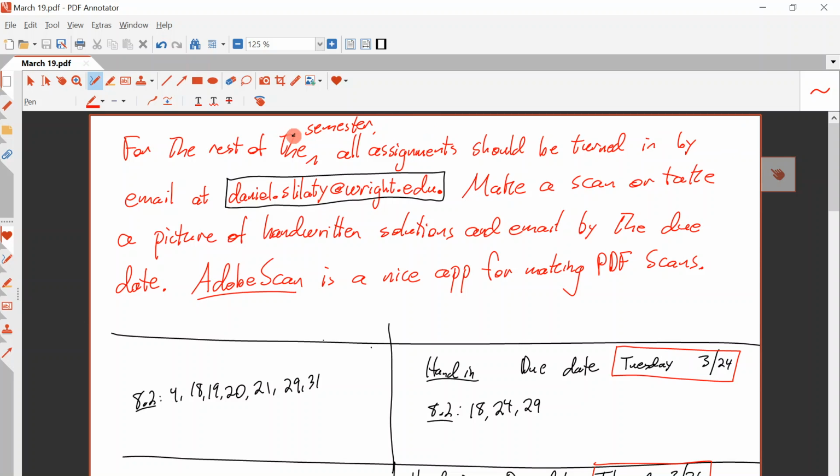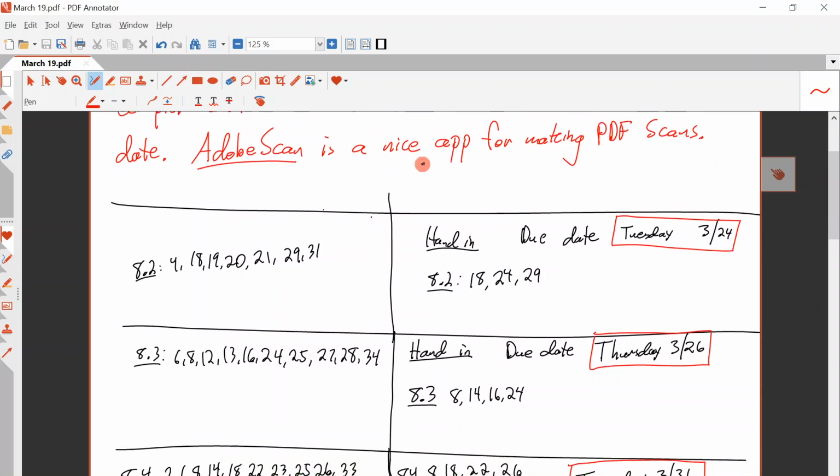So again, I'm sure everybody knows, but if you don't, face-to-face classes have been canceled for the rest of the semester. So for the rest of the semester, all assignments should be turned in by email at my email address. Make a scan or take a picture of handwritten solutions and email them by the due date. Adobe Scan is a nice app for doing that.